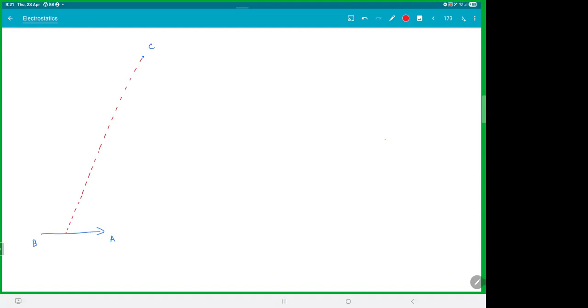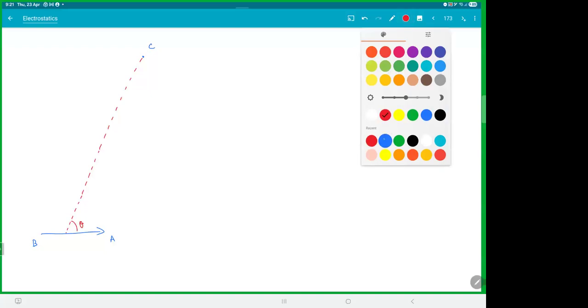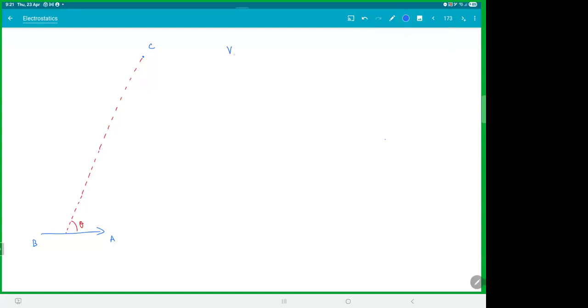Right. So what I want to find here, when I want to find the potential at this point C, it is simply KQ by AC minus KQ by BC. If I can find AC and BC, which I can actually find using cosine rule, I can figure it out. But we don't want to do all that.